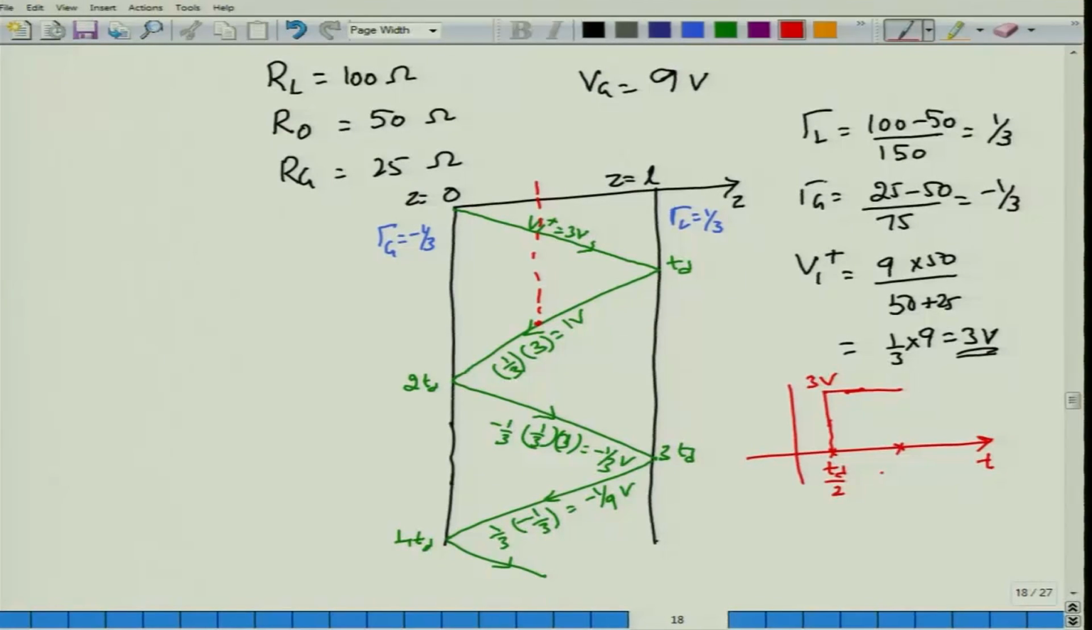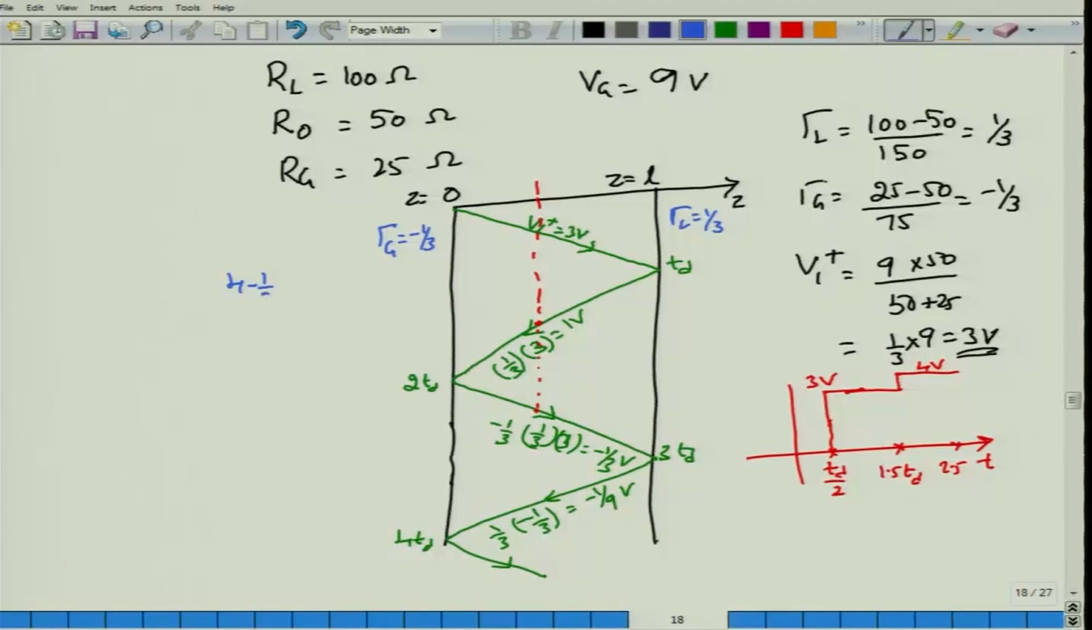So, at 1.5 Td we have a voltage which will jump by 1 volt. The total voltage will be 3 plus 1, therefore there will be a jump of 1, and this becomes 4 volt. It continues to be the same until we get to 2.5 Td. At 2.5 Td, what would happen? There will be a dip now, because the jump voltage is minus 1 by 3. So, this would be 4 minus 1 by 3.